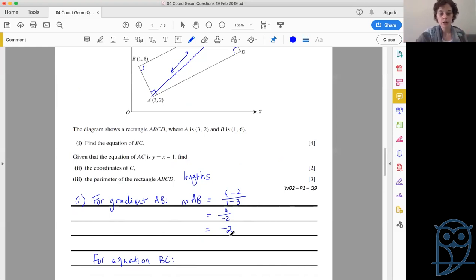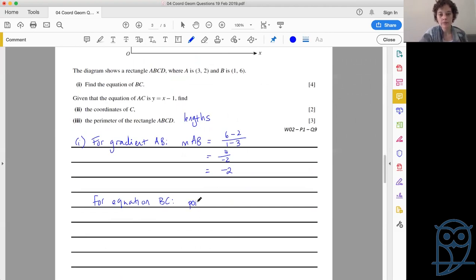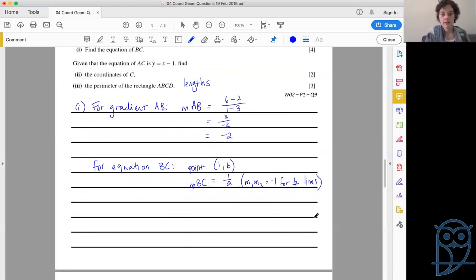Okay. So equation BC, we need our point 1, 6. We need our MBC equals, in this case now, a half. Same reason. M1 M2 equals minus 1 for perpendicular lines. Okay, we're always giving that justification. Right, then we can use our equation, and we skip a line again because this was our sort of summary getting us ready. Then we do y minus 6 equals a half x minus 1.